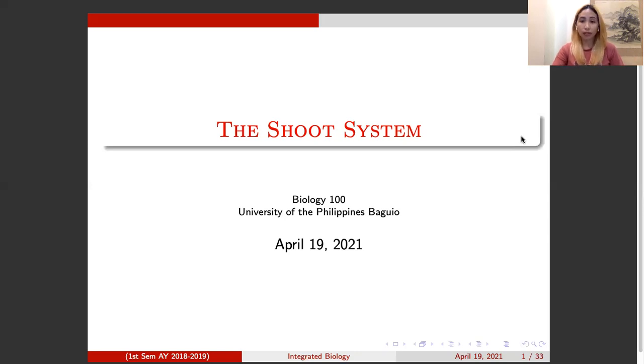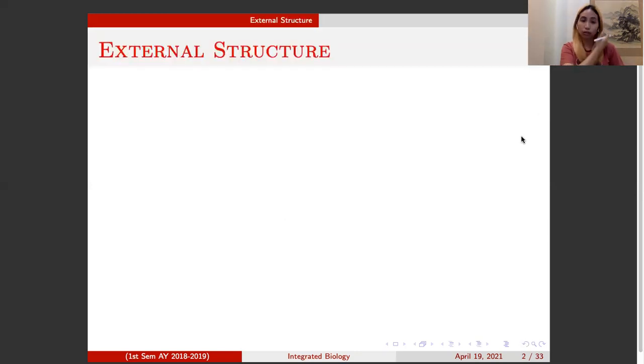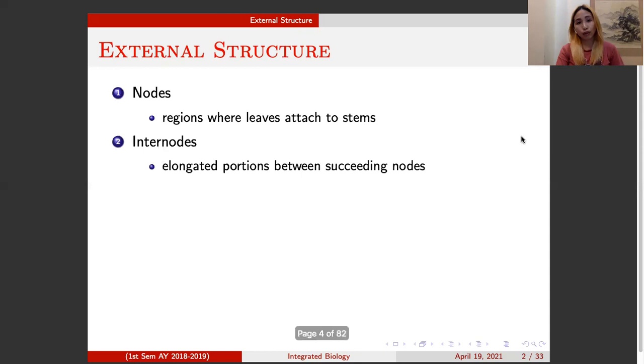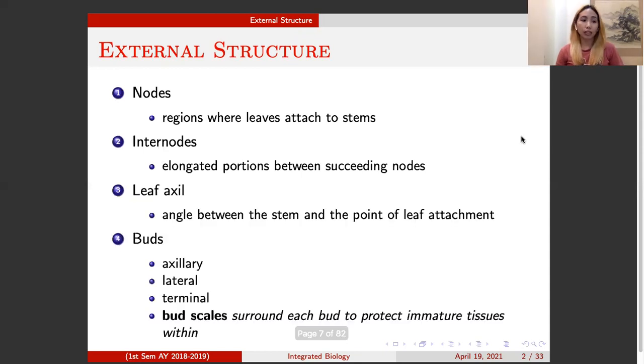To begin with, for the shoot system, as I mentioned earlier, we're going to start with the external structure. The external structure of the stem is basically what we see from the outside. You can see the main axis of the stem, and you will see, of course, the leaves, but we're not going to talk about that. Rather, we're going to talk about the attachment of the leaves on the stem and the buds that can be found in the stem. So we're talking about just the main axis of the plant and not the leaves as appendages.